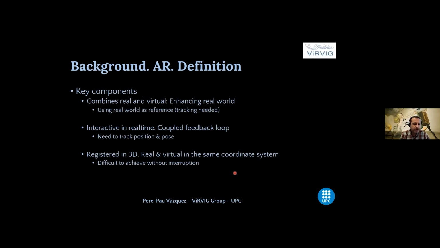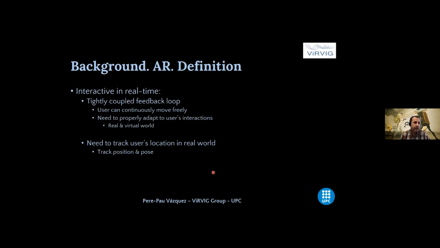And one of the key issues here is that we need to register the real world in 3D position with the virtual elements that we add. In some cases, this needs to be achieved without interruption because it could be problematic, for example, if you're performing surgery with augmented reality information. So as I was saying, interactive in real time means that we have to have this tightly coupled feedback loop so the user can move continuously like in virtual reality, and the information must be updated properly.